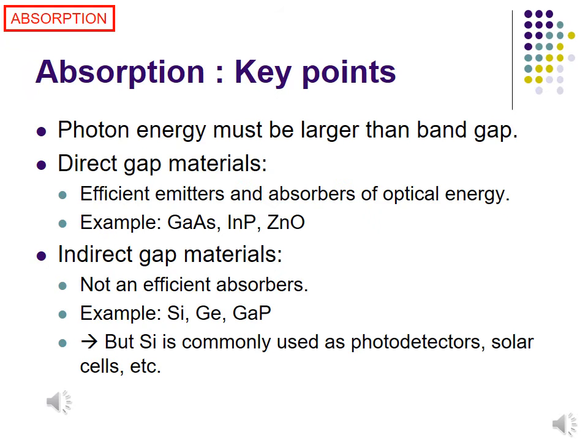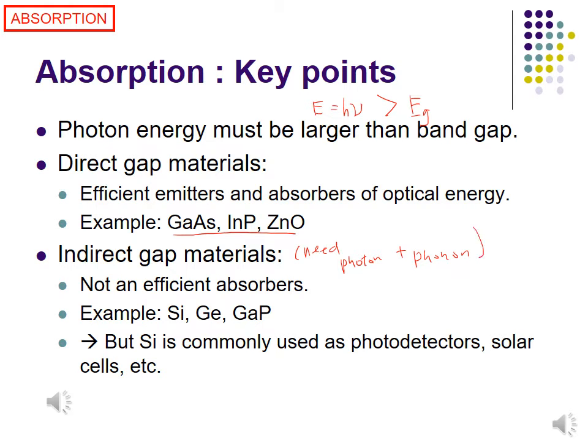To conclude on absorption, photon energy must be larger than the band gap for absorption to happen. Direct gap materials are efficient materials that can absorb and emit light. Their examples are gallium arsenide, indium phosphide, and zinc oxide. However, on the other hand, indirect gap materials are not as efficient as the direct gap materials because they need both photons and phonons for the generation and recombination process. The examples are silicon, germanium, and gallium phosphide.